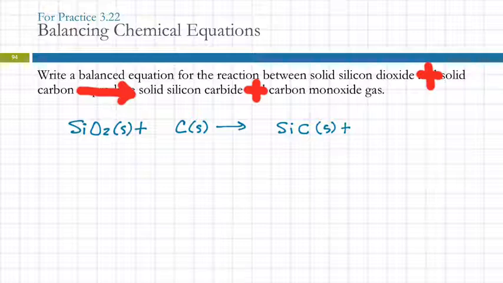Carbon monoxide. What's the formula for that? CO. So capital C, capital O, and we're told that's a gas. So there's our skeletal equation. Any questions?